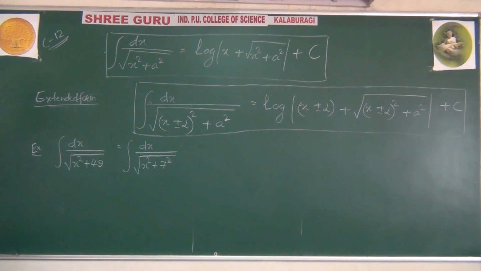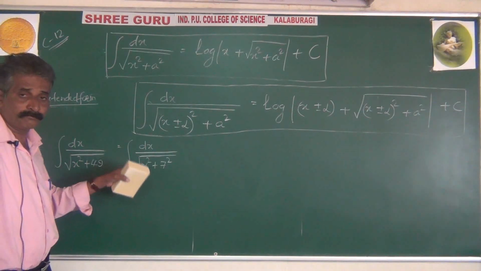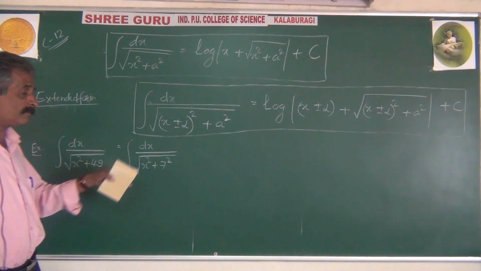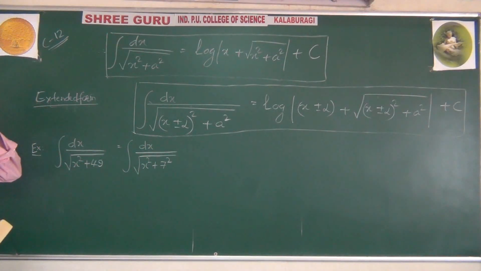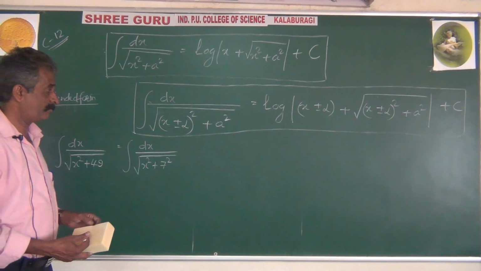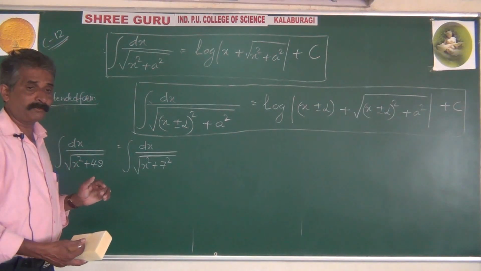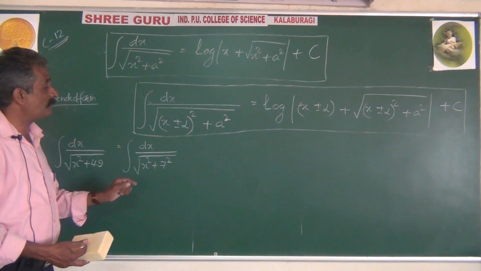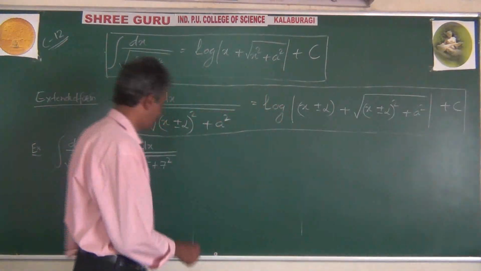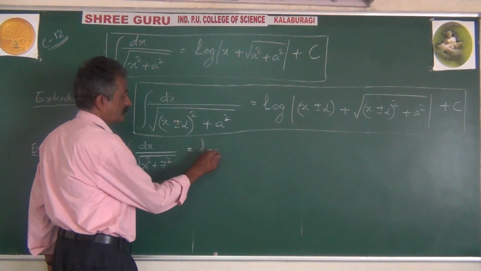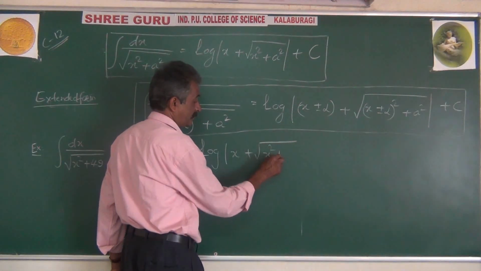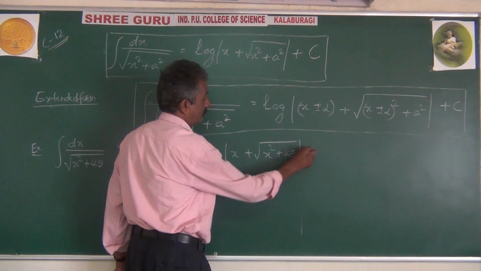Because you will give importance to the presence of square root. If there were no square root, it would be in the form of dx by x square plus a square, then the answer is 1 by a tan inverse of x by a. Looks the same, but you try to keep the presence of square root in mind. It is square root, so only this formula is suitable. What is the answer? Log, modulus, x plus root x square plus a square. What is a square? 49, plus c.